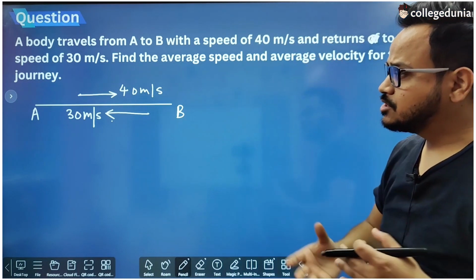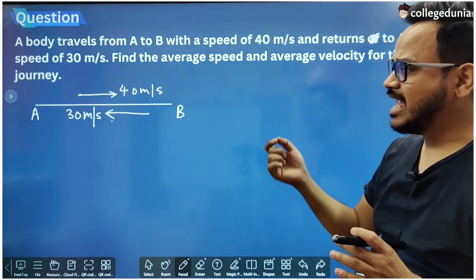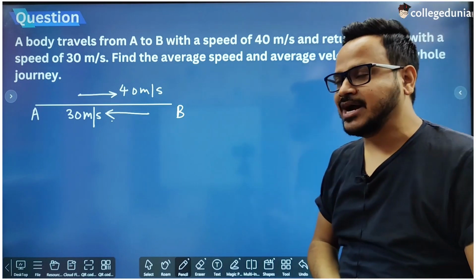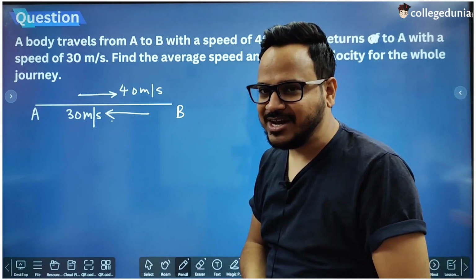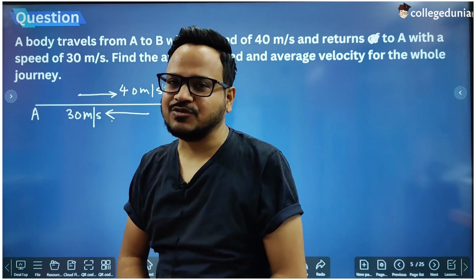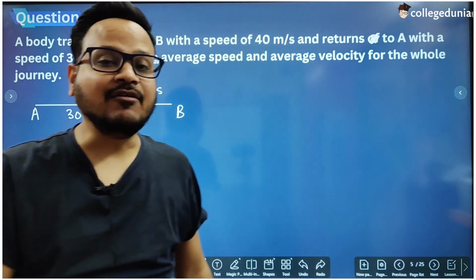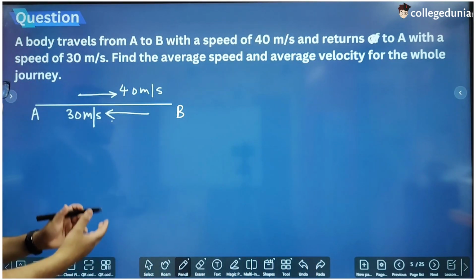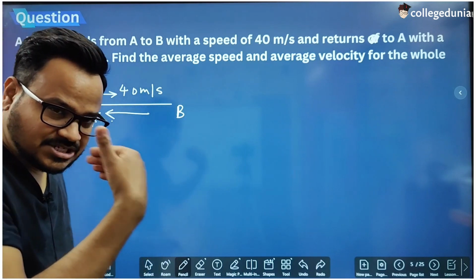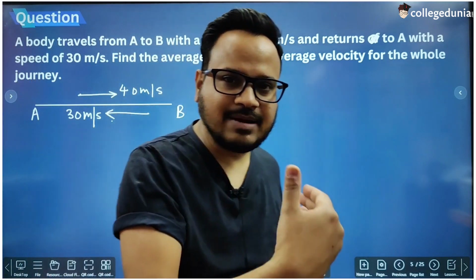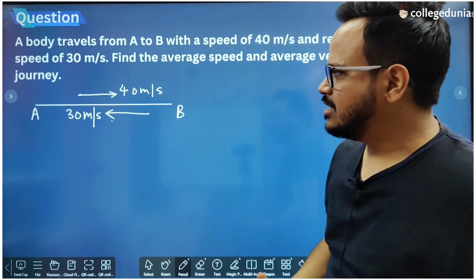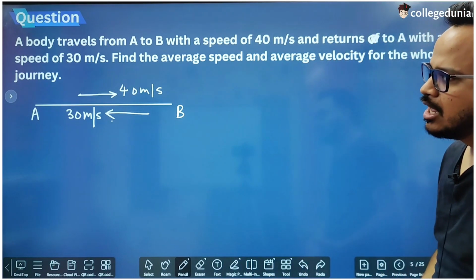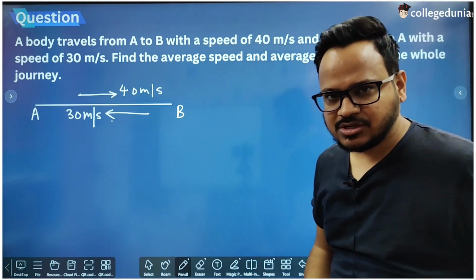So what students do in this question, they just add 40 and 30 and divide it by 2 because they see that there are two values and they have to find the average of that. But that is wrong. We have to apply the formula to find the average speed: total distance traveled by total time taken. So what is the total distance and what is the total time? Both of them are missing from this formula.